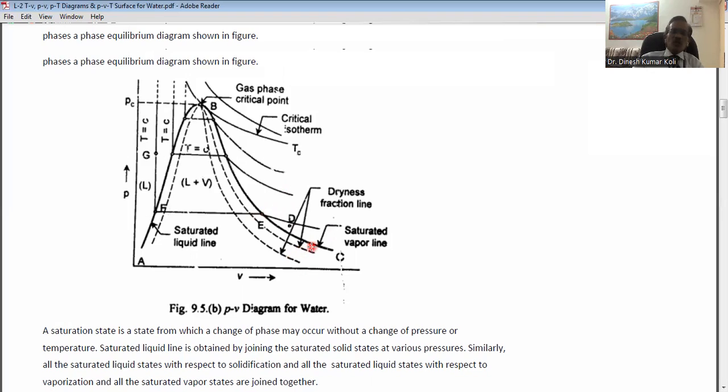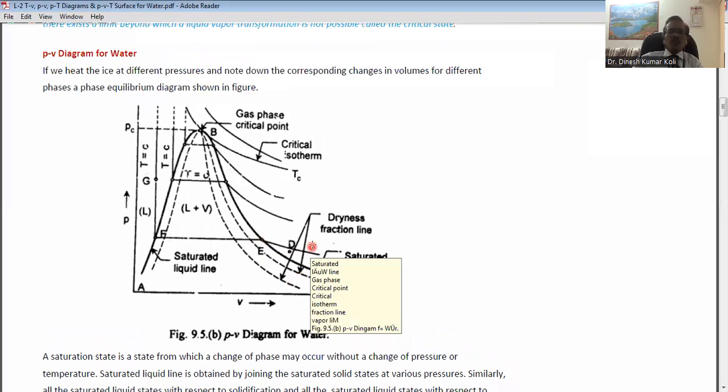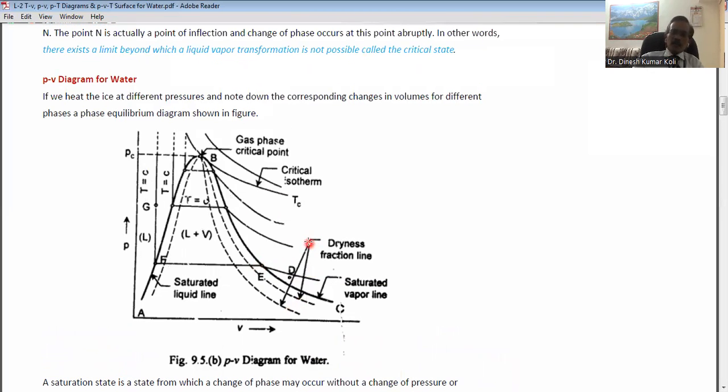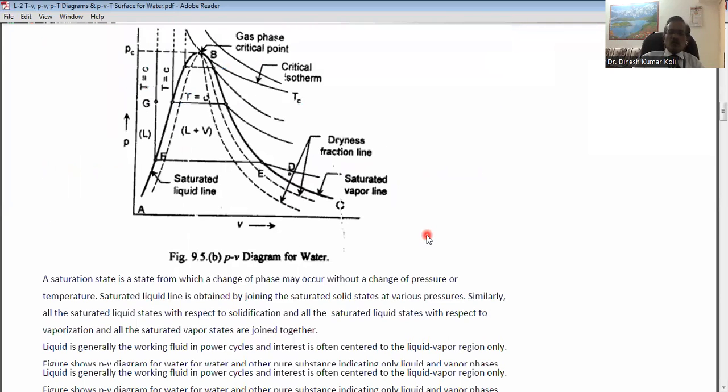So this is all about the change of the phase as well as the critical state and the change of phase of the water or the steam on the temperature volume and the pressure volume diagram. This is all. Thank you.